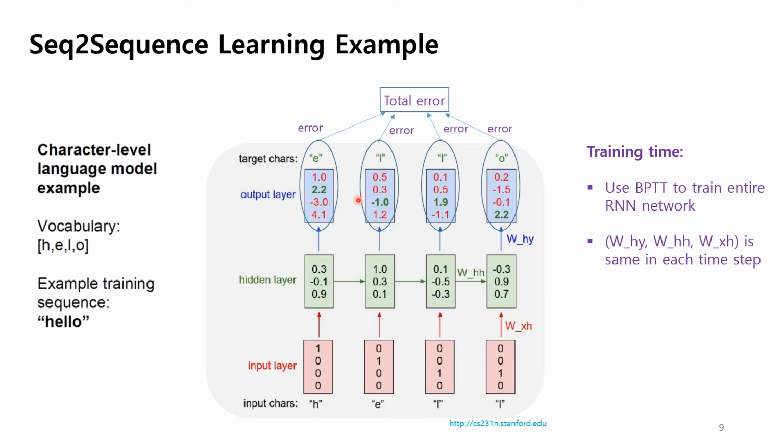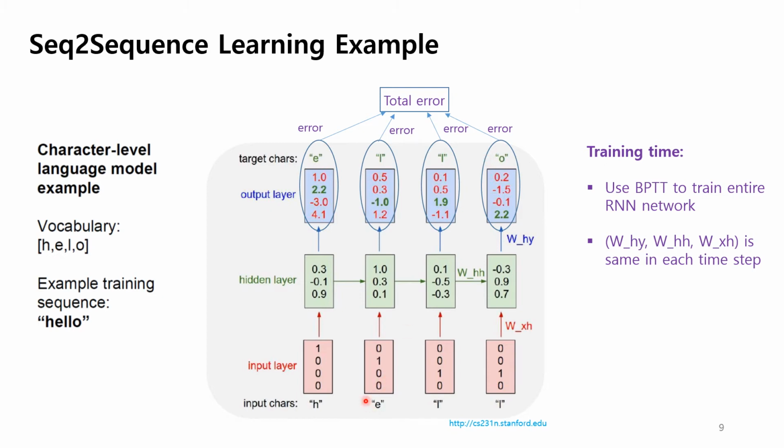In the next step, we move on and give now E, because our goal is to generate HELLO. So we provide data in this sequence, HELL. Then at each time step, the output should be ELLO. That's how we train the RNN.